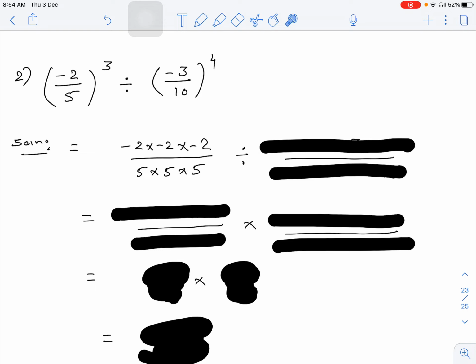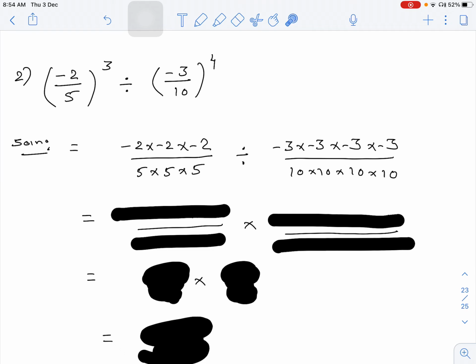After that, the division sign is there, so this sign we will write as it is. Now (-3/10)^4 means minus 3 is multiplied 4 times, and 10 is also multiplied 4 times. So we can write it this way. Now remember that here division is there. When the division sign is there, we cannot do any type of cancellation over here.